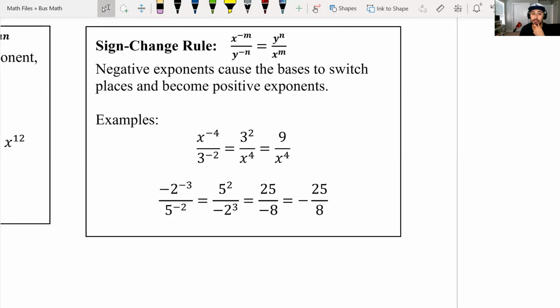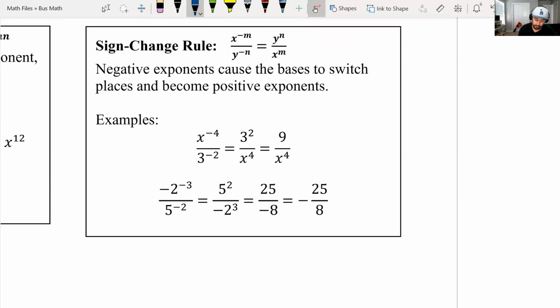Okay. Sign change rule, all right. Here you have x to the negative m over y to the negative n. And remember, for your negative exponent rules, x to the negative n equals 1 over x to the n, right? So essentially what's going to happen on this sign change rule is x to the negative m is going to flip to the denominator. So x to the negative m becomes x to the m. And then y to the negative n will flip to the numerator, becoming y to the n. So basically, they flip over each other and the exponents become positive. I don't know if there's an easier way to explain that one.